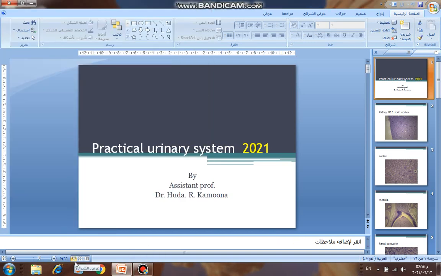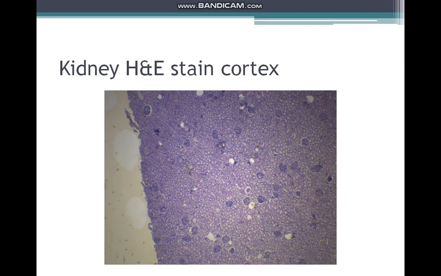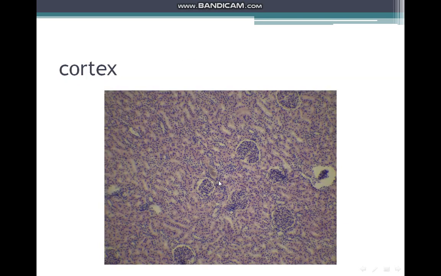Our lab today is about the urinary system. In this section, which is stained by H&E stain, the kidney, showing the cortical area, which is characterized by the presence of renal corpuscles. This round structure indicates the region is the cortex. In addition to the renal corpuscle, we have tubular structures, which include both the proximal and distal convoluted tubules.